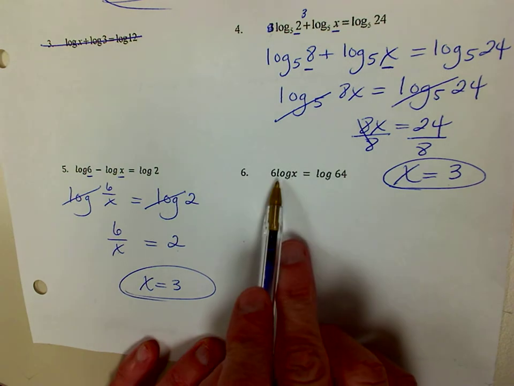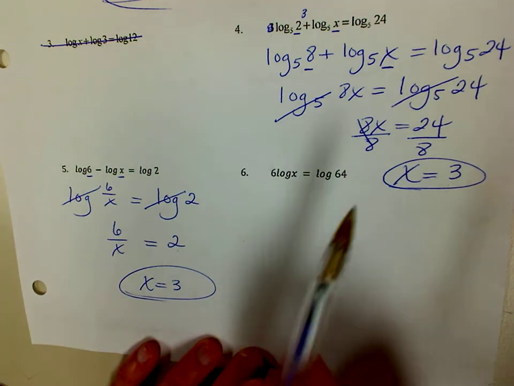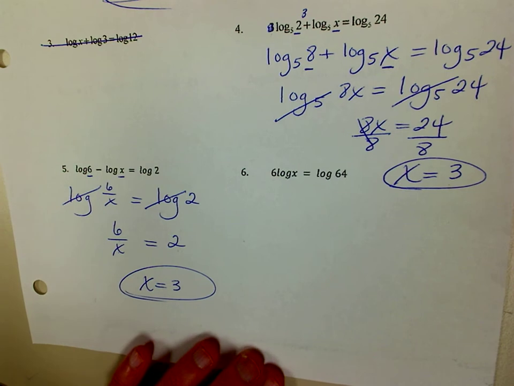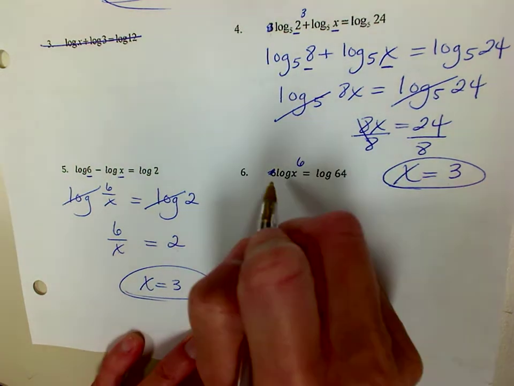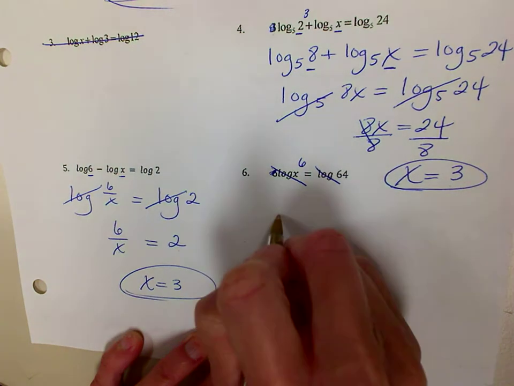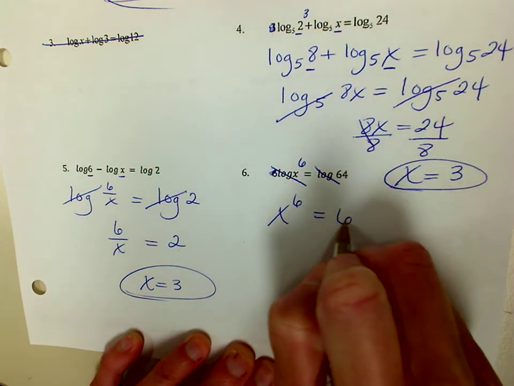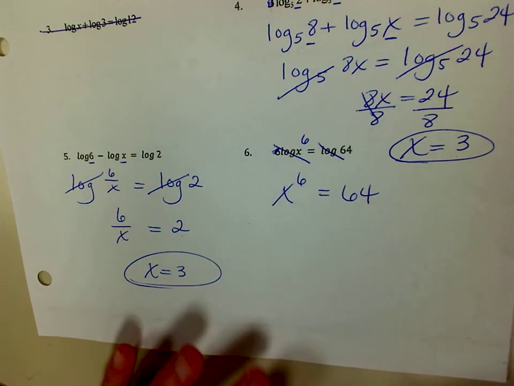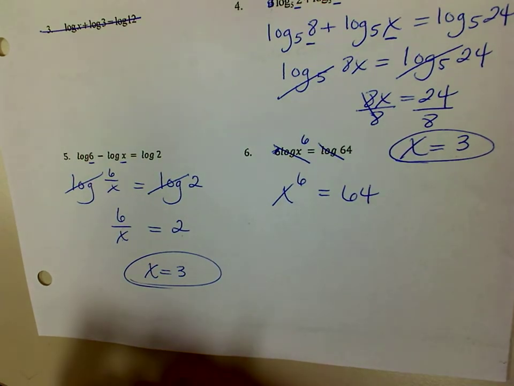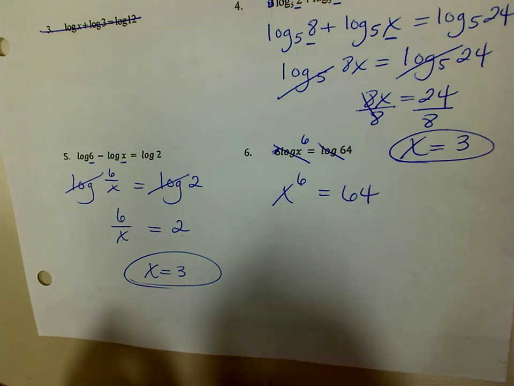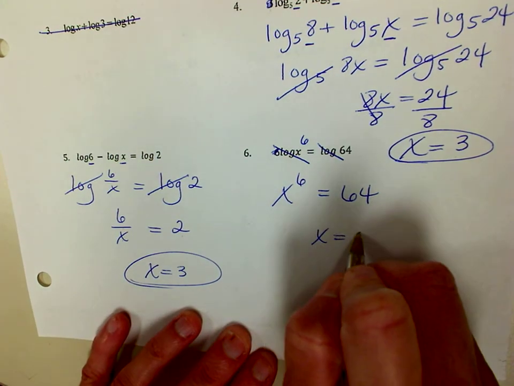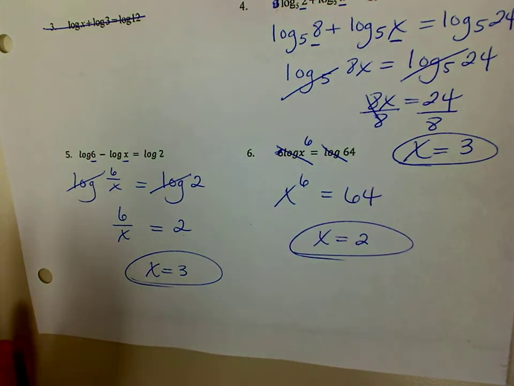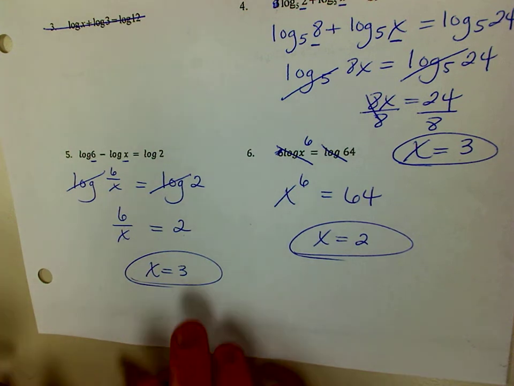Okay, number 6. I have one log in each side, but I can't cancel those out yet because the 6 is actually an exponent. So I'm going to make that x to the 6th power. Now the logs can cancel, so I am left with x to the 6th power equals 64. Now this is where you probably will need your blue paper to figure out. You got to try to figure out what number to the 6th power is 64. That's going to be 2. And that answer is also fine because it's greater than 0.